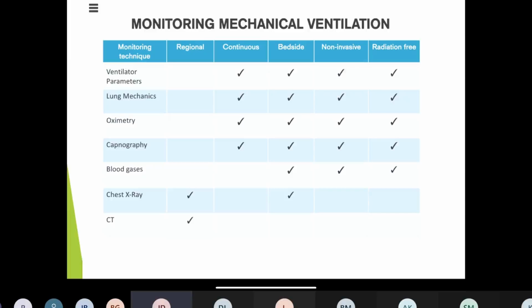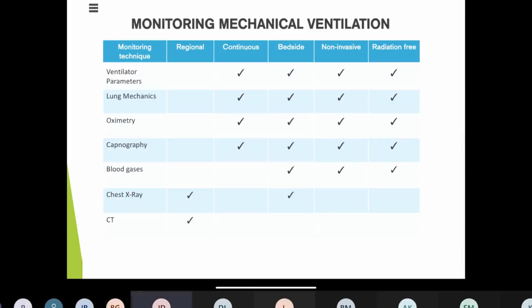How do we get this kind of regional information? Maybe through CT or MRI, and chest X-ray also shows you. But chest X-ray and CT give regional information that is not continuous. X-ray is bedside, but for CT you have to do a lot of work to shift the patient to the CT. It is also not radiation free, because it has ionizing radiation.